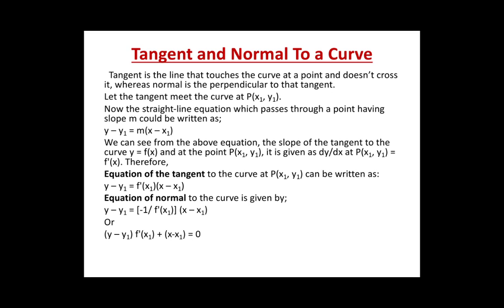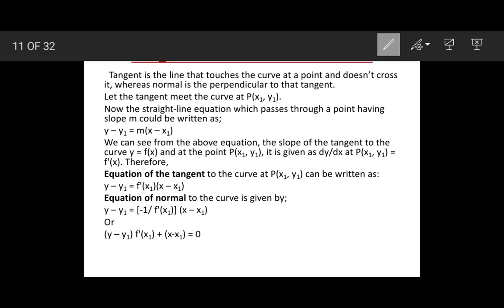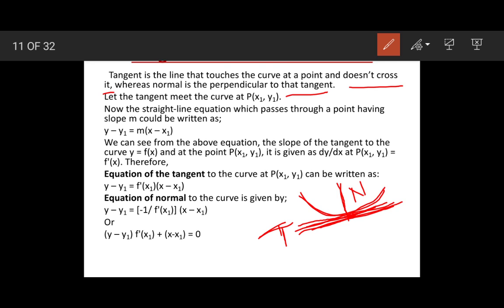A tangent is the line that touches the curve at a point and doesn't cross it, whereas a normal is the perpendicular to that tangent. For example, this is the curve, and the line that just touches this curve and passes through it is known as a tangent. And the normal is the line perpendicular to it. This line is known as a normal and this line is a tangent.